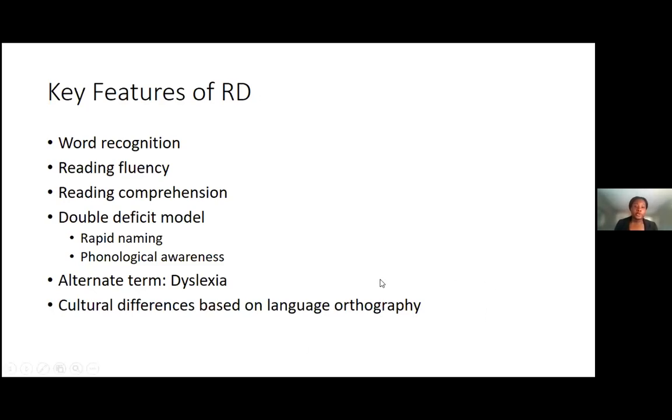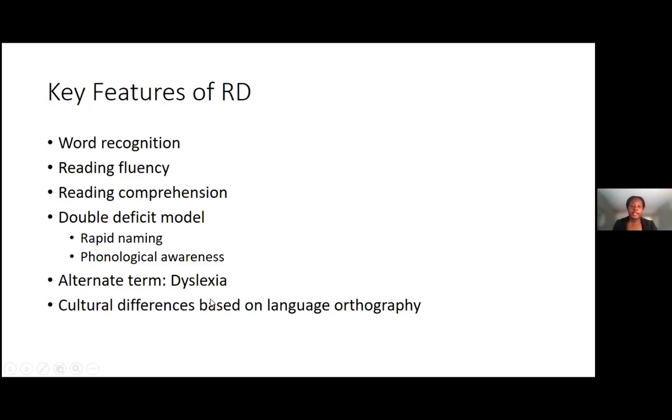Within the realm of reading disorder research, there has been some limited support, mainly in the adult realm, for a model called the double deficit model. This is suggesting that within a reading disorder, there might be some people who are showing single deficits in either rapid naming or in phonological awareness. And there might be some other individuals who are showing deficits in both of these skills. And for those who are showing deficits in both of these skills, they're showing greater functional impairment.